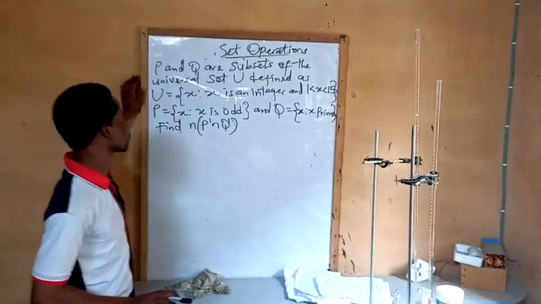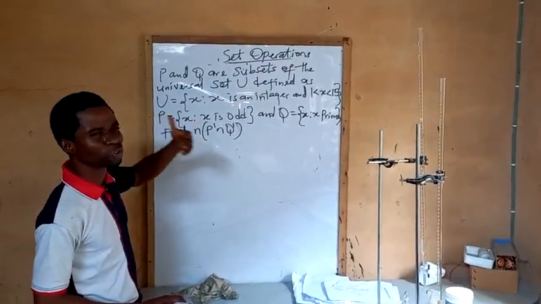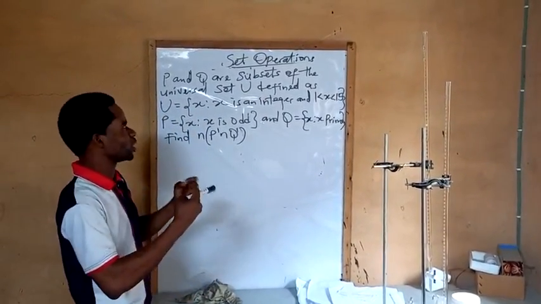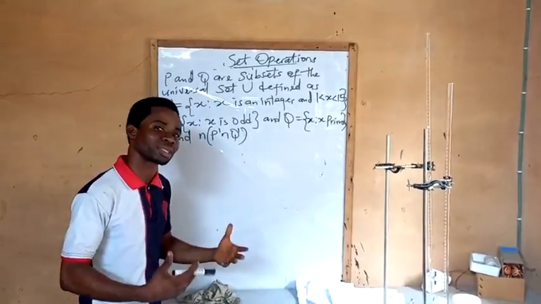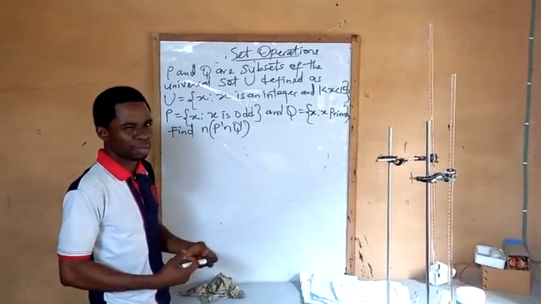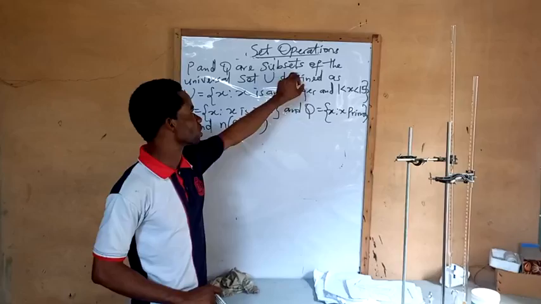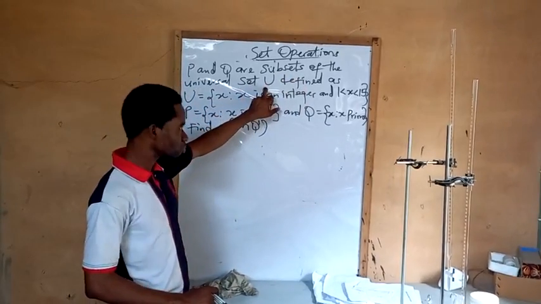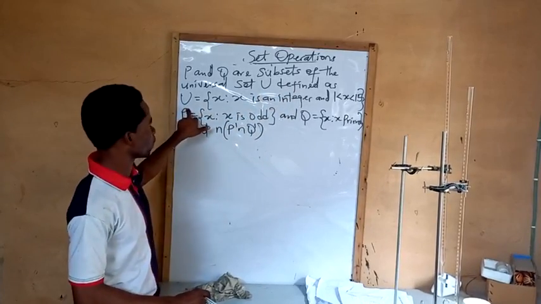Now these are other examples under the set operations. They say P and Q are subsets of the universal. What is the meaning of subsets? That means they are removed. I told you that universal is a mother set that gives birth to other sets. That's why they call it subset. That means they are being removed from universal. That's why they say P and Q are subsets of the universal set. U, we use U to represent universal, defined as, these are universal.